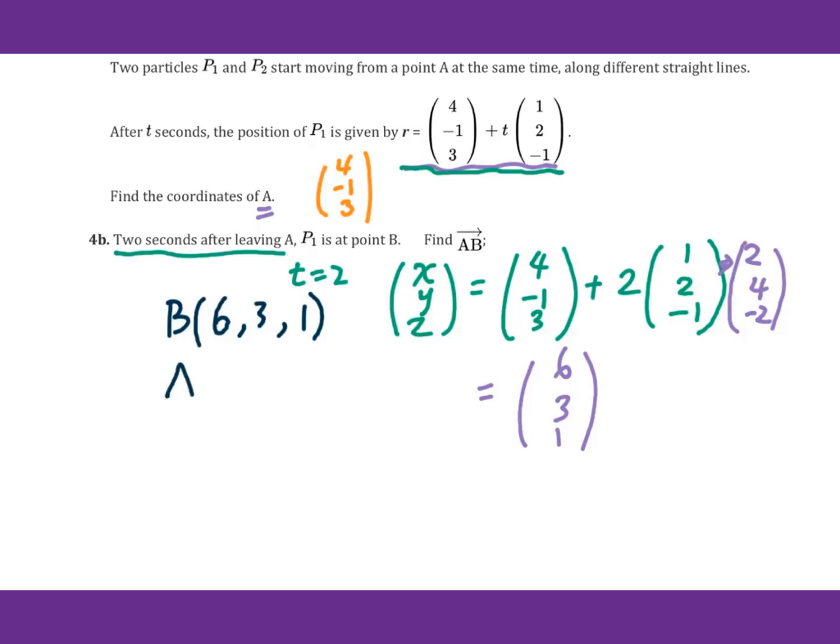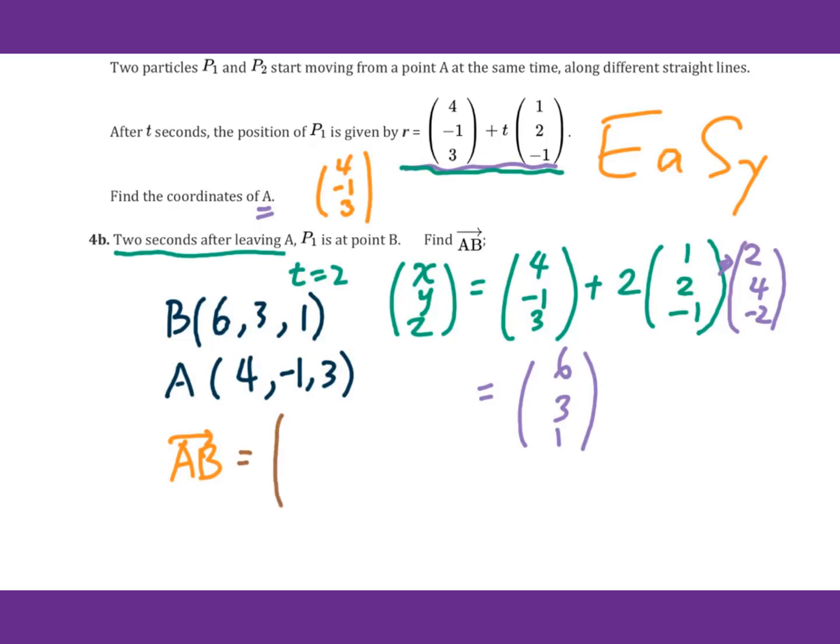You are given A, that is (4, -1, 3). Therefore, for AB, using the easy method, ending minus starting, which means (6 minus 4, 3 minus negative 1, 1 minus 3). So we get (2, 4, -2).